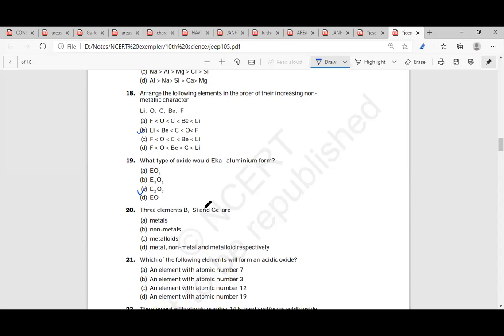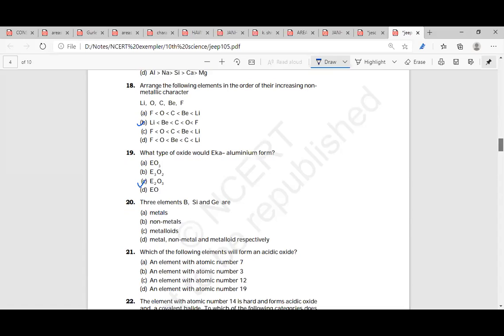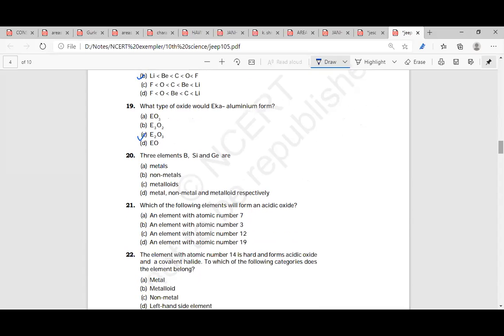Three elements B, Si and Ge. B is boron, Si is silicon and Ge is germanium. So what are these? Metalloids. Which of the following elements will form an acidic oxide?